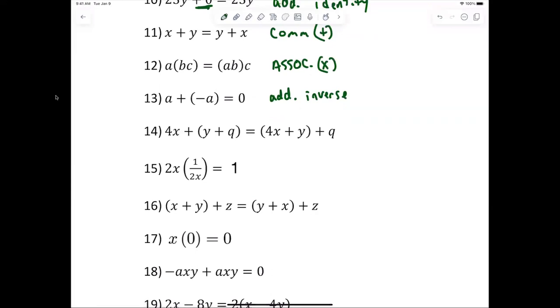Nope, definitely not. Always look at the order. Are things canceling? So I see parentheses in the wrong spot. So which one deals with parentheses? Yes. All right, associative property of addition. Do you agree with that now?